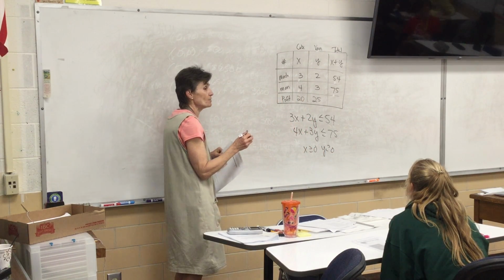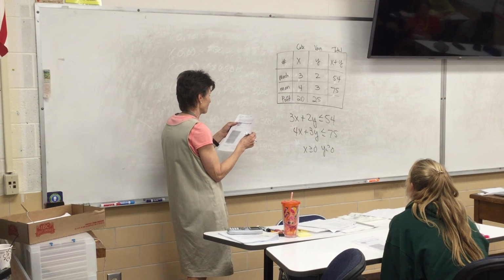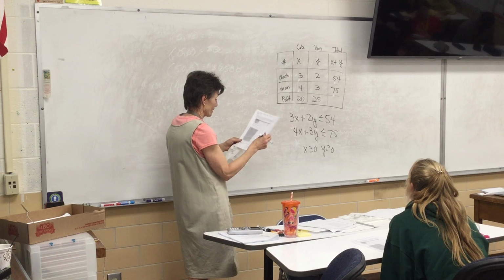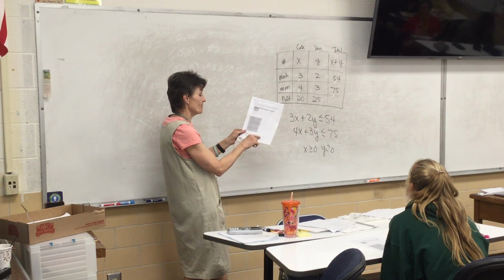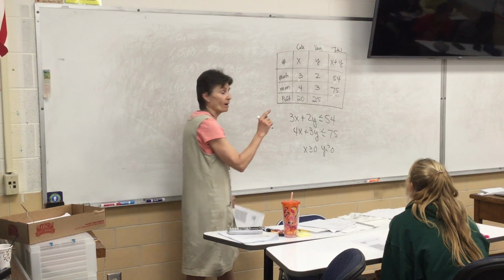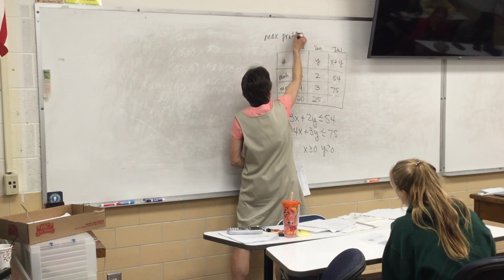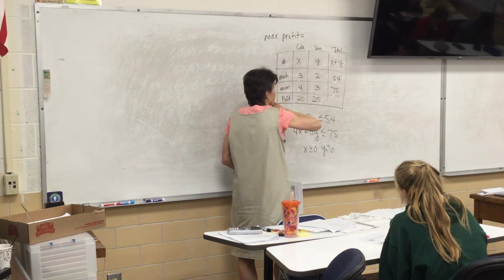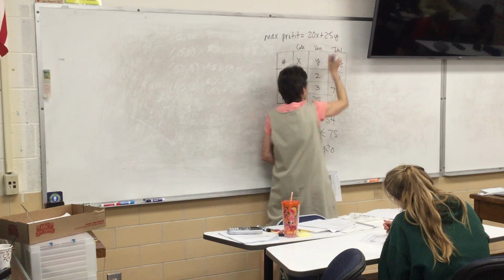Now, what do I want to maximize or minimize? You want to maximize. It's down at the bottom. Find the number of each type of Coke that can be produced in order to maximize profit. And how will I calculate profit? 20x plus 25y.